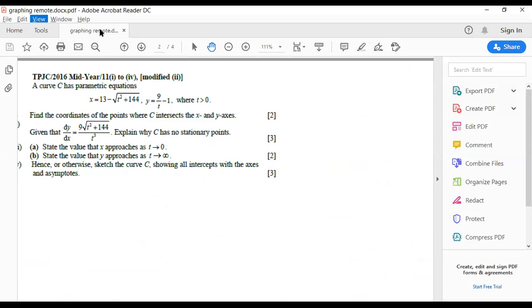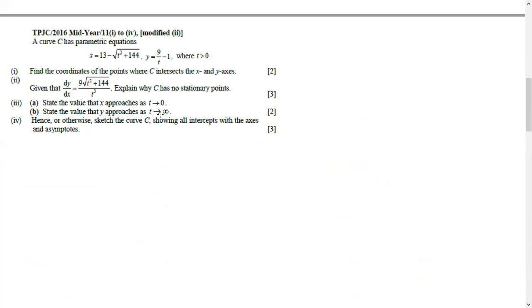For this second question, we have a question that deals with parametric equations. For this example, I wish to show you how to work with parametric equations, and honestly, it's nothing much different from how we work with Cartesian. It's just that we need to go through the intermediate values. Let's look at part 1: how do we find the x and y intercept?